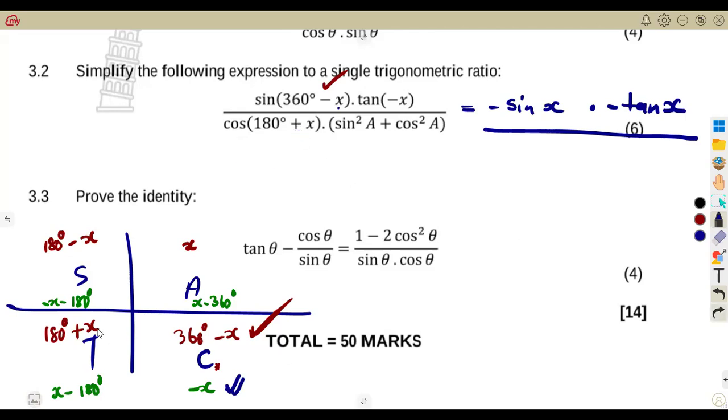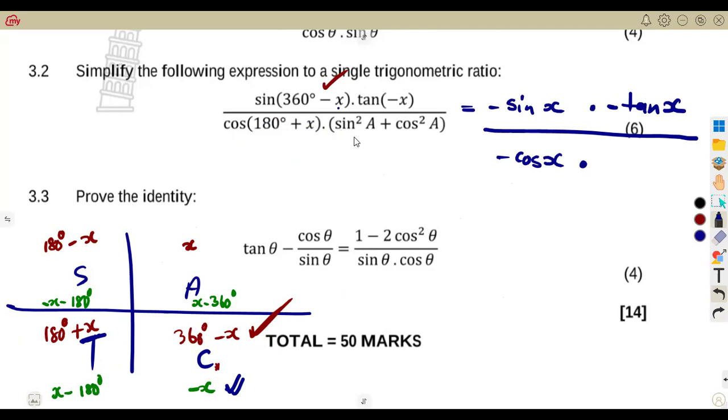Cos of 180 degrees plus x. Where is 180 plus x? It's a positive angle which lies in the third quadrant. And the third quadrant is the quadrant of tan, not cos. Cos here is negative. Cos is negative in the third quadrant. So if it is the quadrant for tan, which means cos there is negative. So this is going to change to a negative cos. That's negative cos of x.